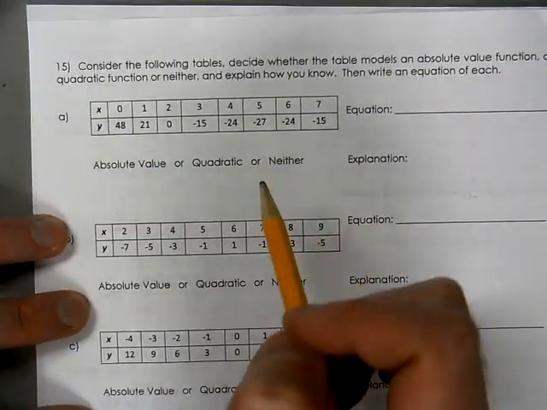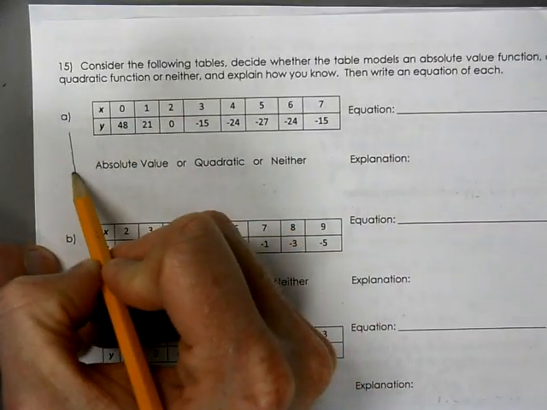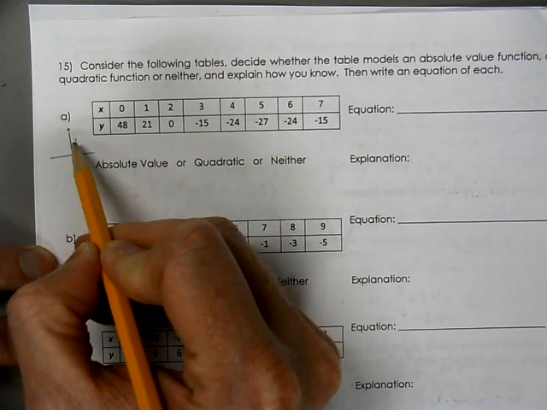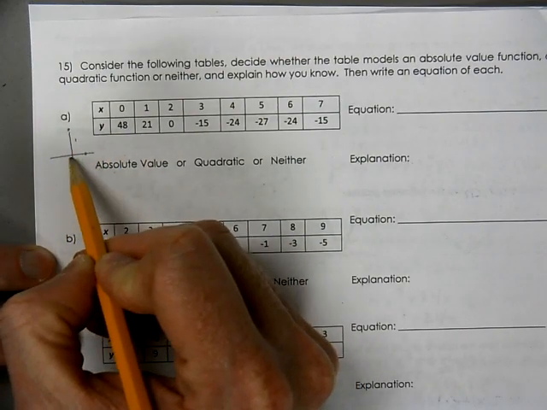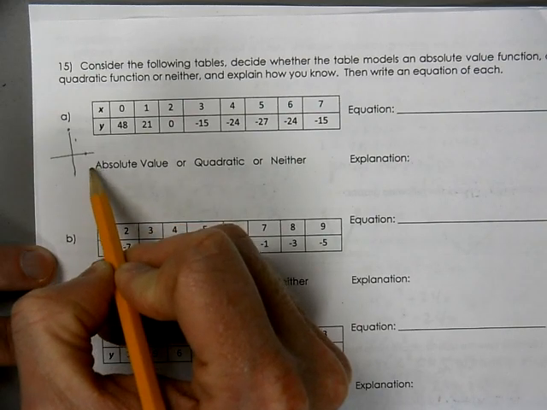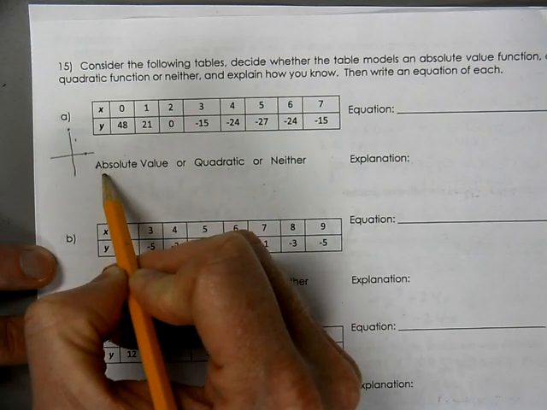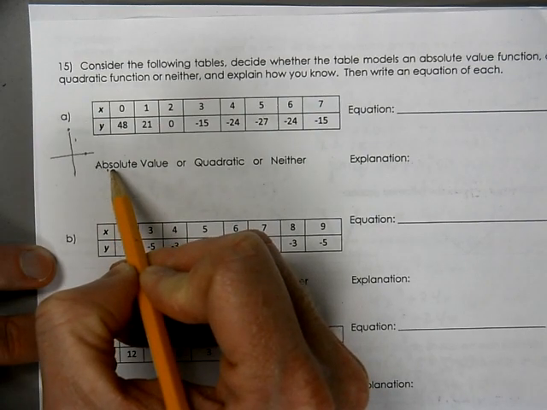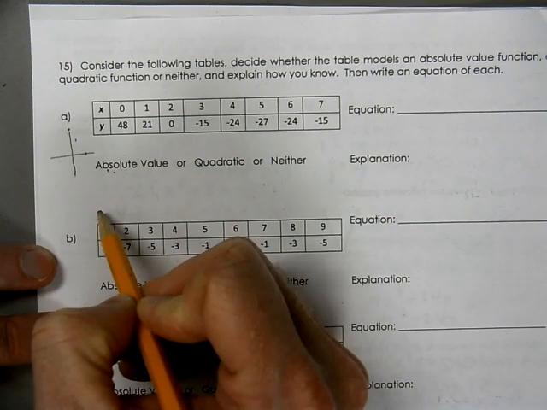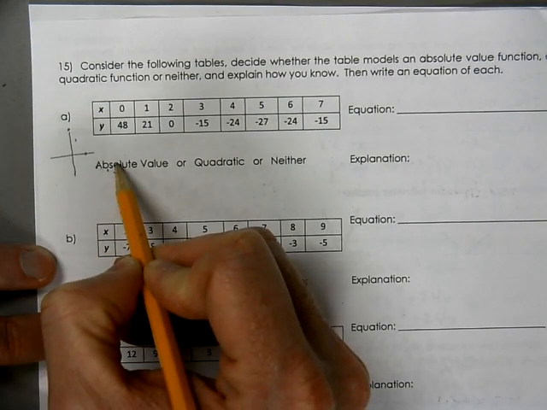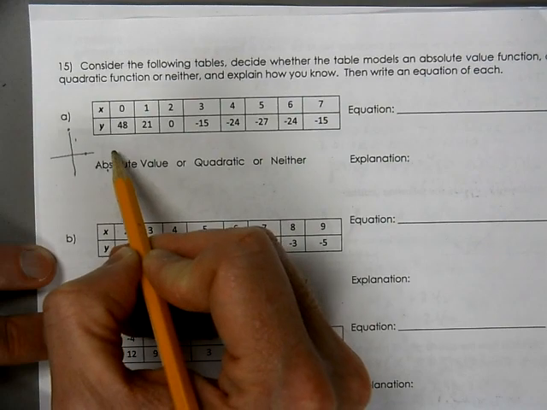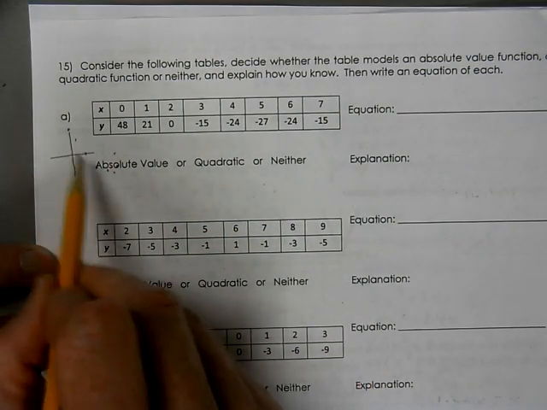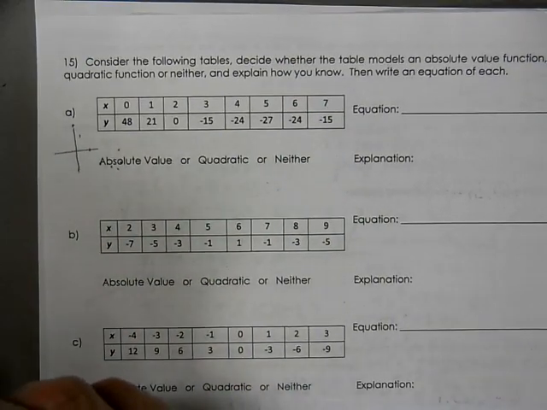To determine, one thing we could do is look at a sketch. We have 0, 48, and 1, 21, and 2, 0. At 3, we're at negative 15. At 4, we're at negative 24. So it's not going down quite as much anymore. At 5, we're at negative 27. At 6, we're back at negative 24. And then it starts to head back up. So it didn't seem to be following the same slope. Well, that's one way we could do it.